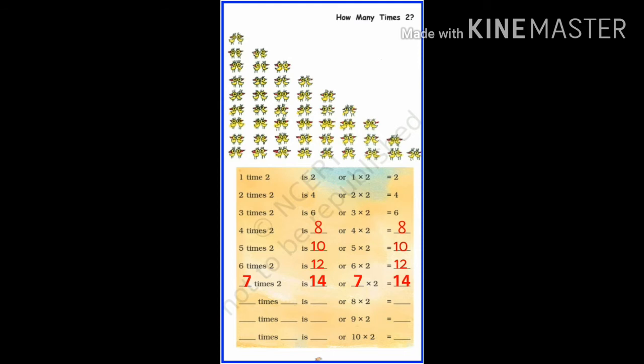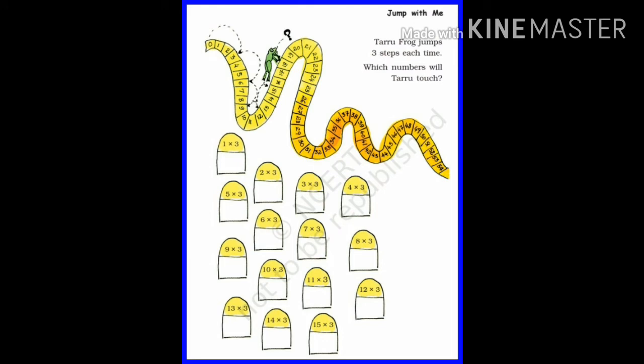Now let us see the eighth line. Here there are 8 groups of two birds each. So we will write it as 8 times 2, that is 16, or in other way we will write it as 8 multiplied by 2 is equal to 16. Children, the next two you will be doing by yourself. Let us see the next topic.